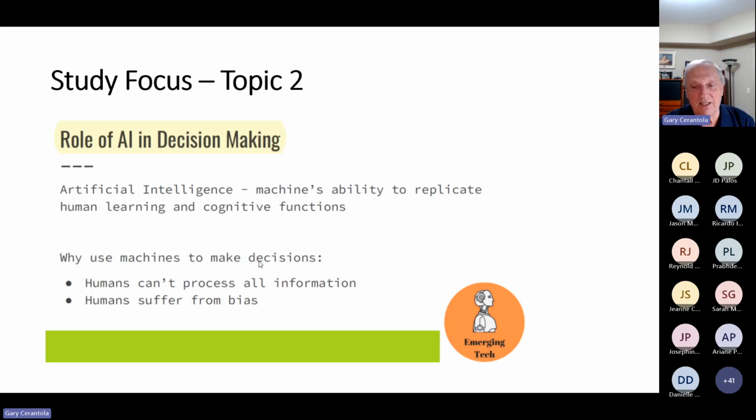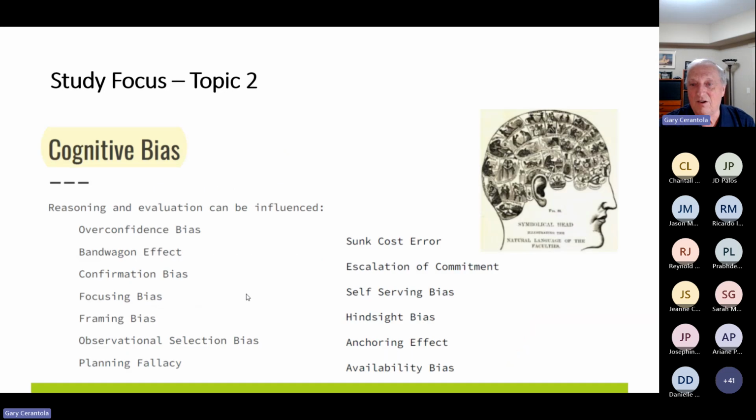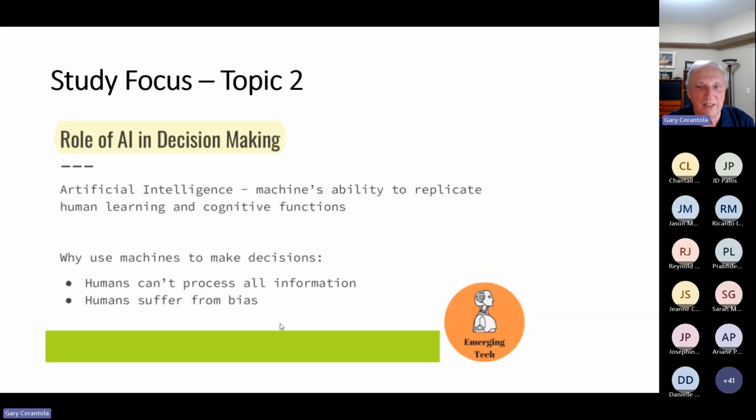So that's what the machine is going to do. It's going to allow you to take a lot of information and process it, and then it's not going to be subject to a lot of the personal biases or all these other different types of biases that come in because it's a machine doing it.